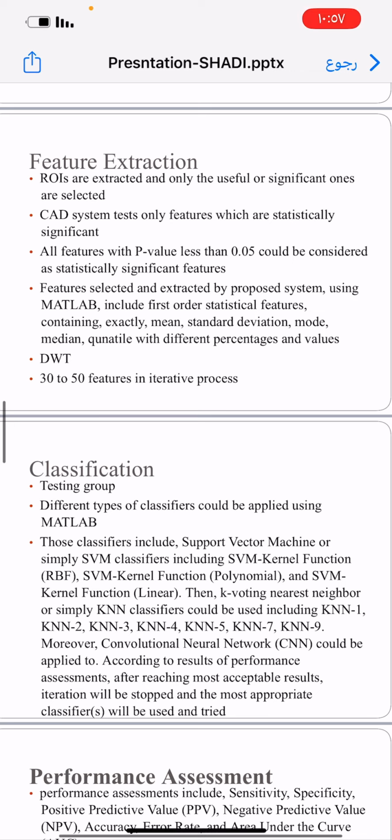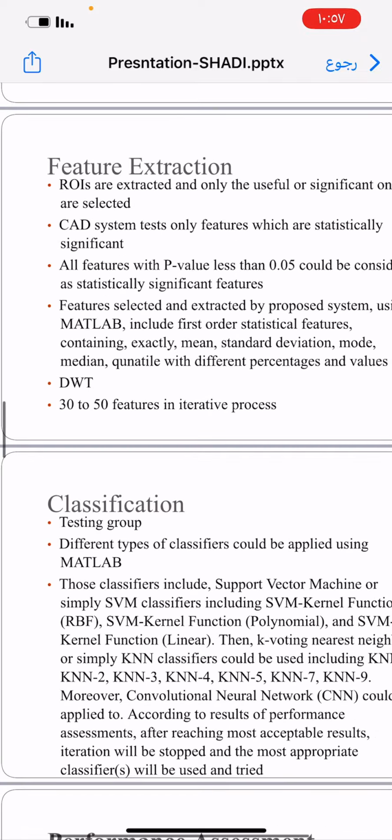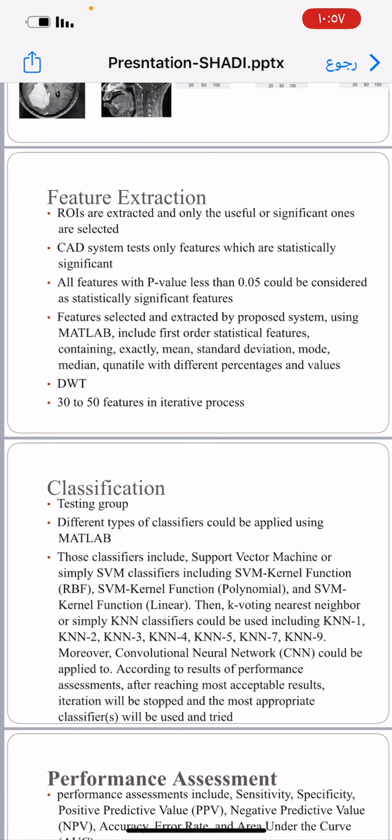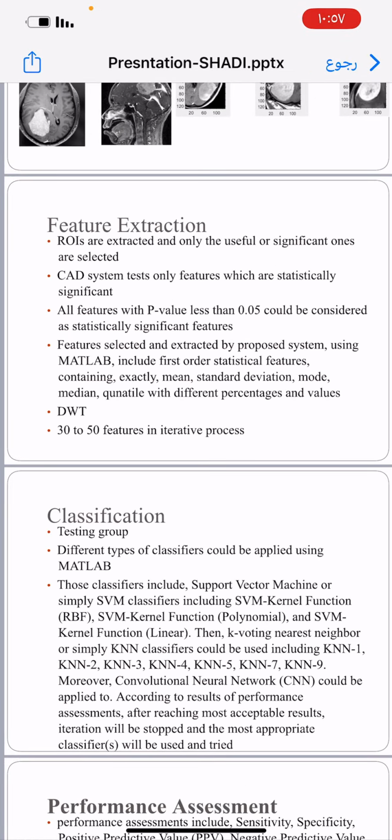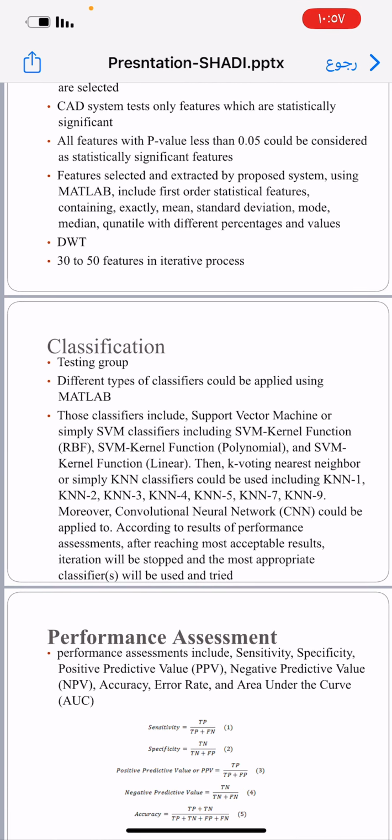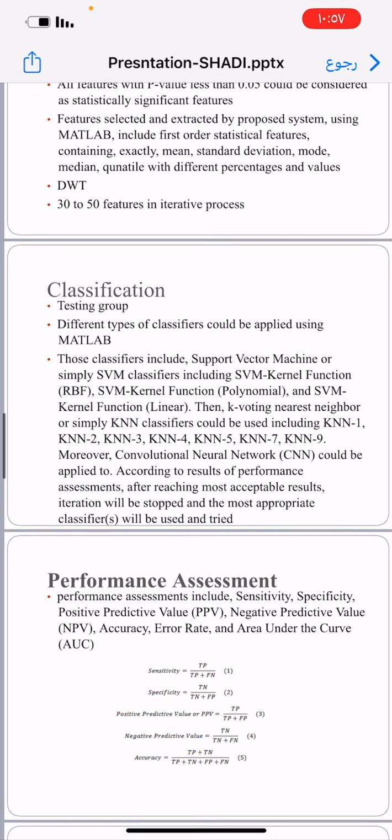For feature extraction, there are many features to be extracted. We extracted around 106 features. The main tool was the DWT. There is a measure for features with significant value, called the p-value. So this p-value can be used to detect the important extracted features. 30 to 50 features in an iterative process is suggested as the number of features. However, we have reached 106 features.